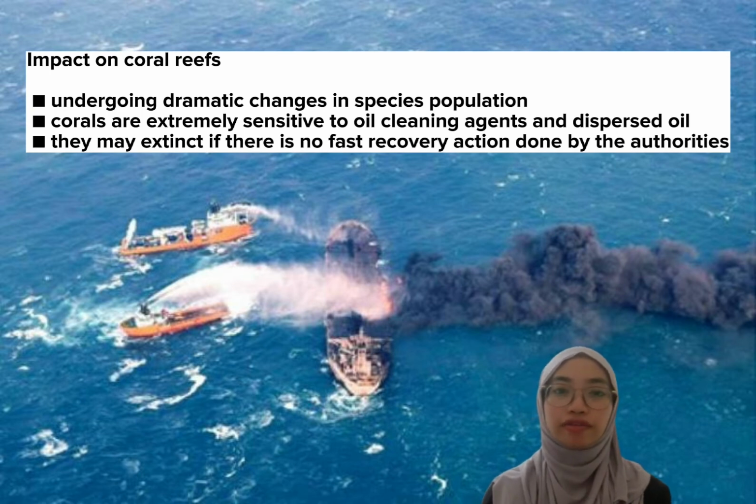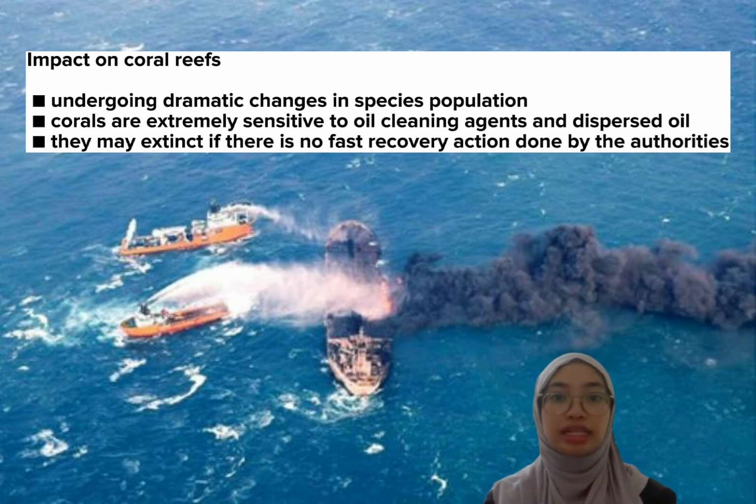The second environmental impact is on coral reefs. Coral reefs are also affected by the spillage of oil, which contains harmful substances such as liquid hydrocarbons and metal molecules. They are undergoing dramatic changes in species population, biodiversity, and habitat structure across the biosphere. When these changes occur, the possibility for the coral reef to become extinct is high if there is no action taken by the authorities or related agencies.